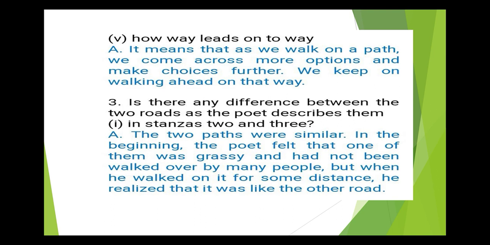Question number 3. Is there any difference between the two roads as the poet describes them in stanza 2 and 3? The two paths were similar. In the beginning, the poet felt that one of them was grassy and had not been walked over by many people. But when he walked on it for some distance, he realizes that it was like the other road.